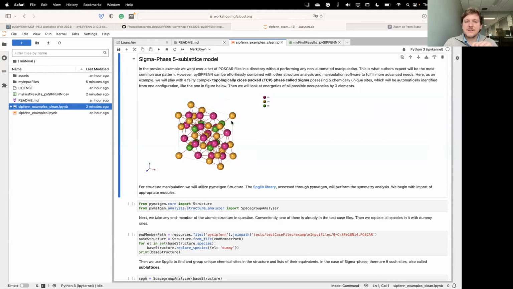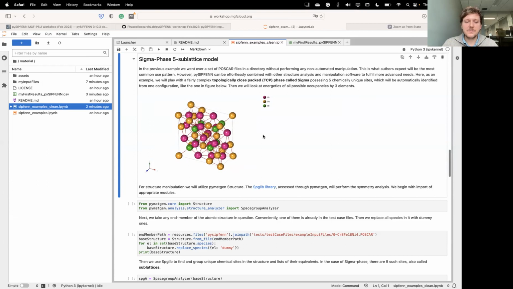Now, sigma phase is a topologically close-packed phase. It has 5 sublattices, so it has 5 unique chemical environments where you can place atoms from a single element to 5 elements and create these sorts of end members. That allows you to look at their energetics and see, if you put these atoms together at this stoichiometry, what's going to be the lowest energy occupation. And also look at the whole ternary diagram and see where sigma phase may form.